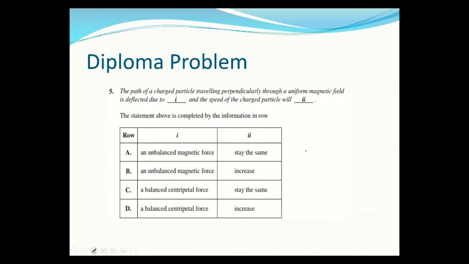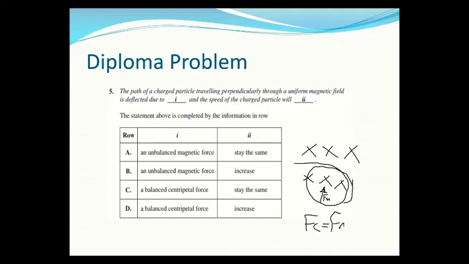So, if particles enter a magnetic field, this is our magnetic field, what's going to happen is they're going to get deflected, and then they're going to move in a circle like that. The reason they move in a circle is because there's a magnetic force, and that's it, right? Fc is equal to Fm is all we are. So it's an unbalanced force, and it stays at the same speed, right? The speed stays the same. The velocity changes in terms of direction. It's accelerating, but A is going to be our correct answer.